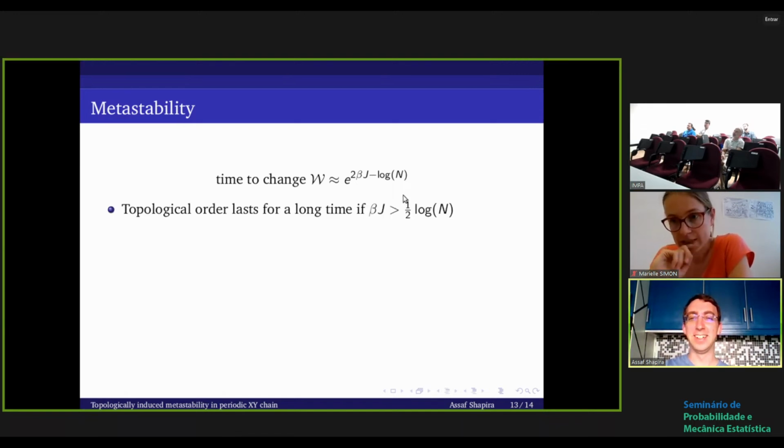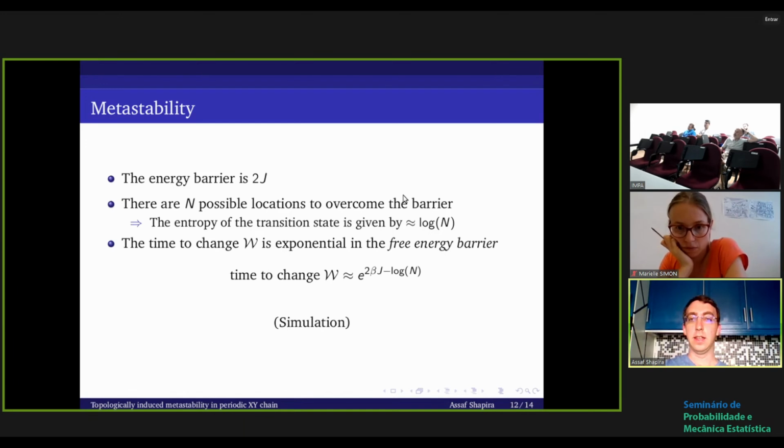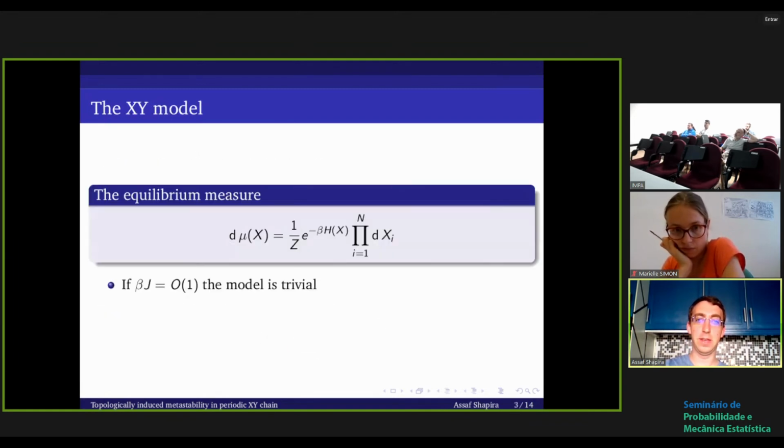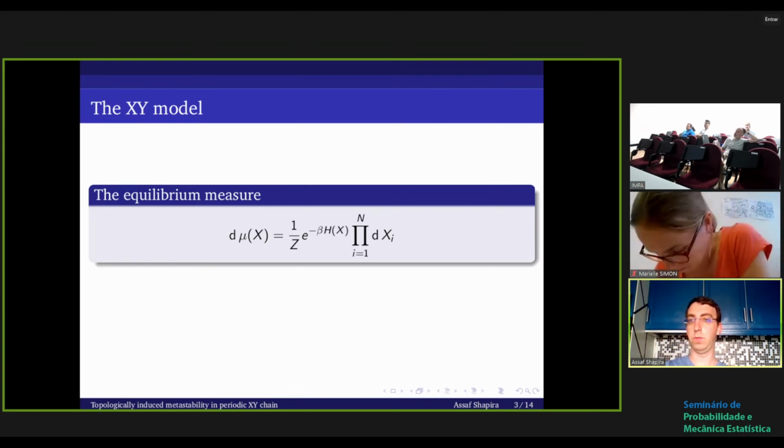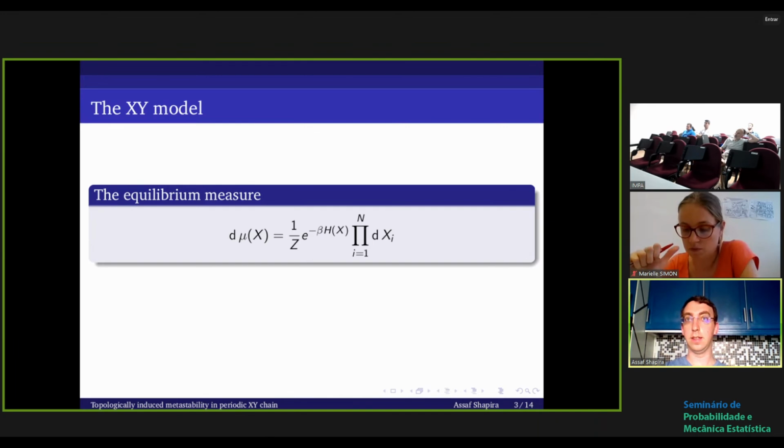Okay. So let's go here. What is the energy barrier? How can we interpret this energy barrier? If I go back to the definition of the measure, you see that the measure is proportional to exponential minus beta times the energy, which means that if I have two states, the minimum versus the maximum, the exponential of the energy barrier gives the ratio between their probabilities. So if the maximum has energy 2J more than the minimum, then the probability of the maximum is the probability of the minimum times e to the minus 2 beta J, which is much smaller.